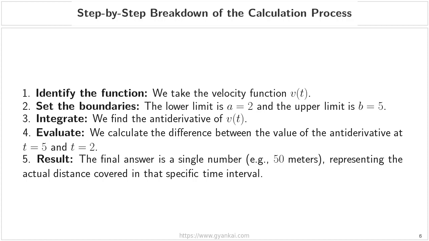Step 5, result. And finally, the result. After performing the subtraction in step 4, we're left with a single number. In our example, let's say that number is 50. And importantly, remember to include the units. Since our velocity was in meters per second and our time was in seconds, our result, 50, represents 50 meters, the actual distance the car traveled between the second and fifth seconds.